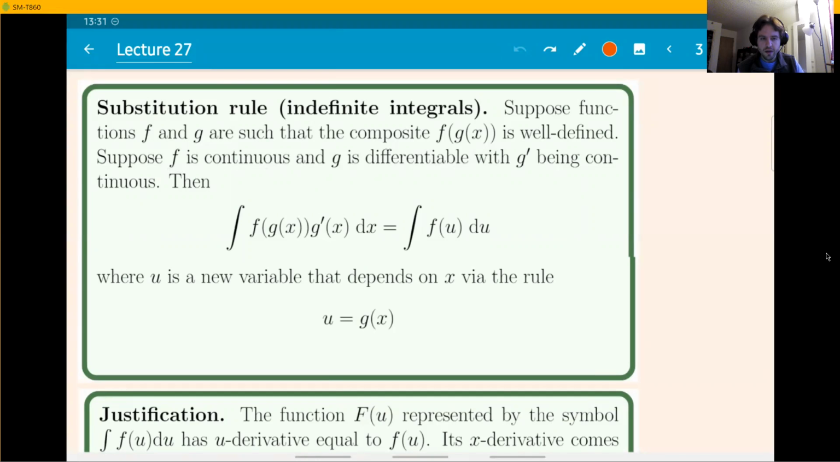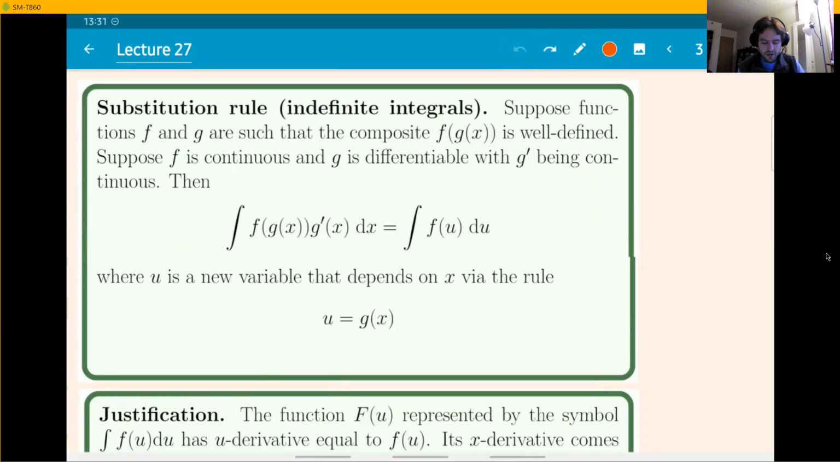Those are all just hypotheses, so we can write the integral. Once again, we don't ever worry about that in calculus. We worry about this formula. This is the U substitution rule, where U is a new variable that depends on the old x via this rule here, U equals g of x.